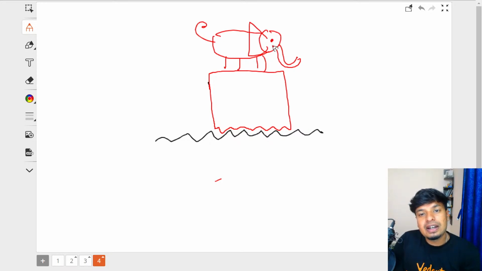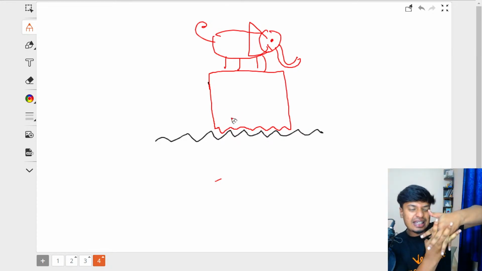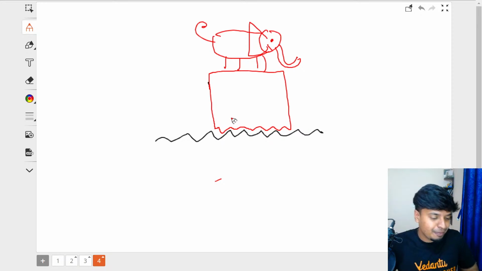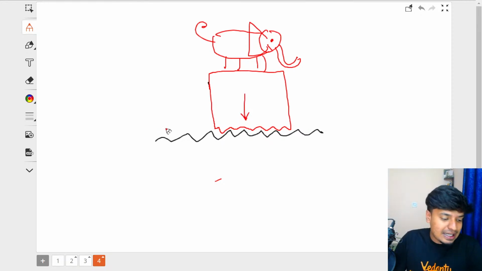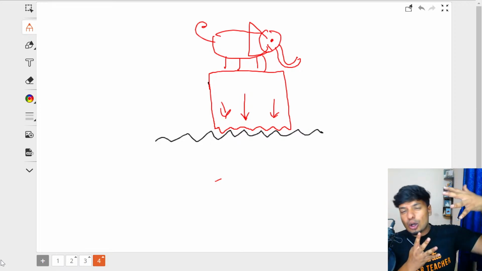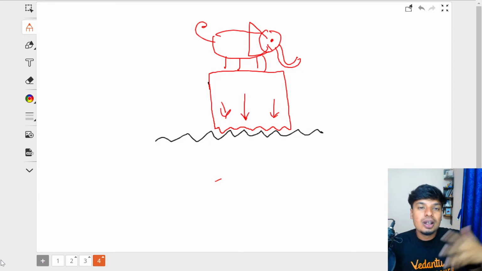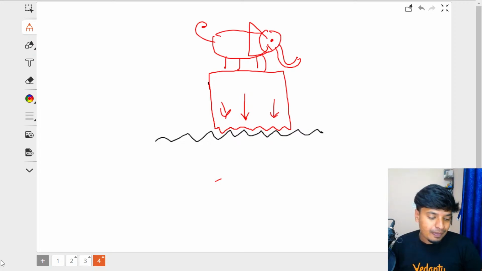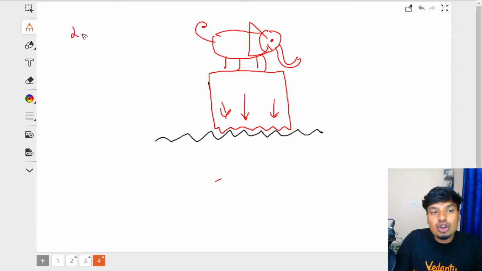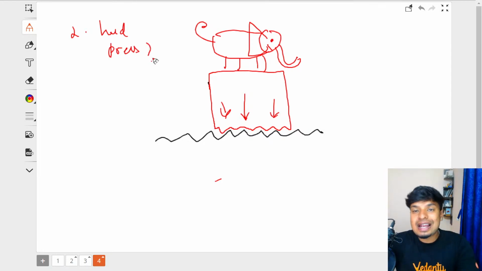Suppose if I keep an elephant right here, what will happen? The weight is increased, so surfaces are pressing against each other very, very hard, right? So what will happen to interlocking? Interlocking will be very strong, so friction will be more. So the second one is, it depends on how hard the surfaces are pressing against each other. This is the second factor.